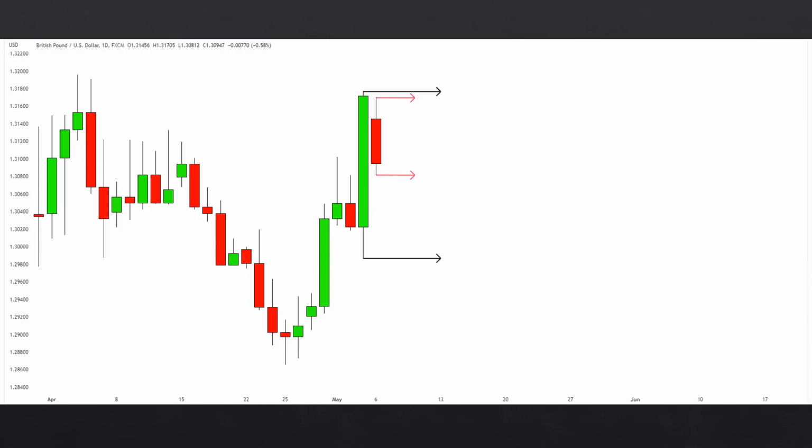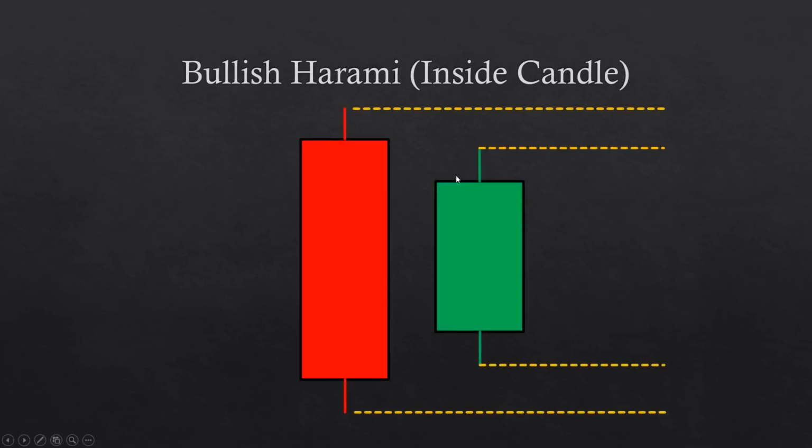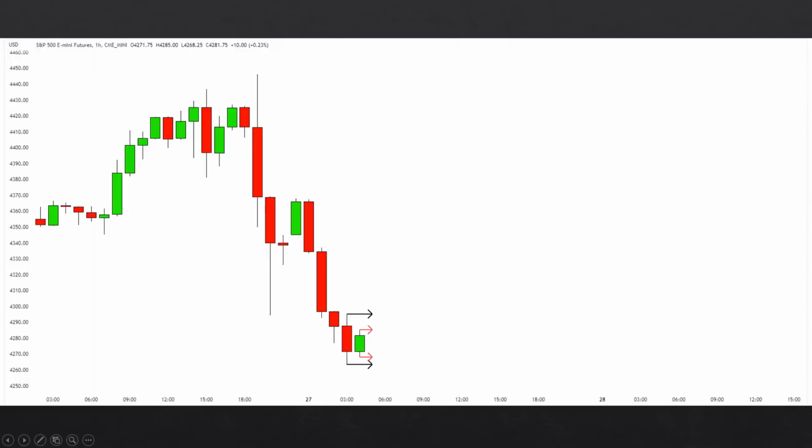In this other image, you can see what happened with price right after the bearish Harami pattern. It went straight to the downside just like the pattern anticipated. Let's observe now an example of a bullish Harami or a bullish inside candle. This illustration shows that the most recent candlestick in a bullish Harami will usually be bullish, but there can be exceptions. In this chart, we have the 1 hour time frame of the S&P futures.